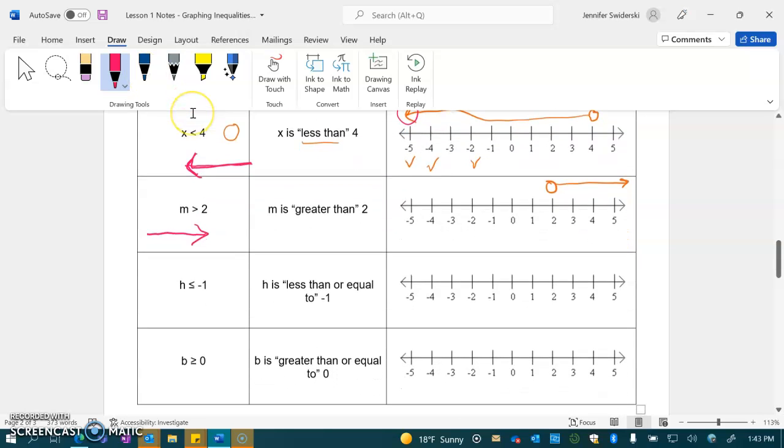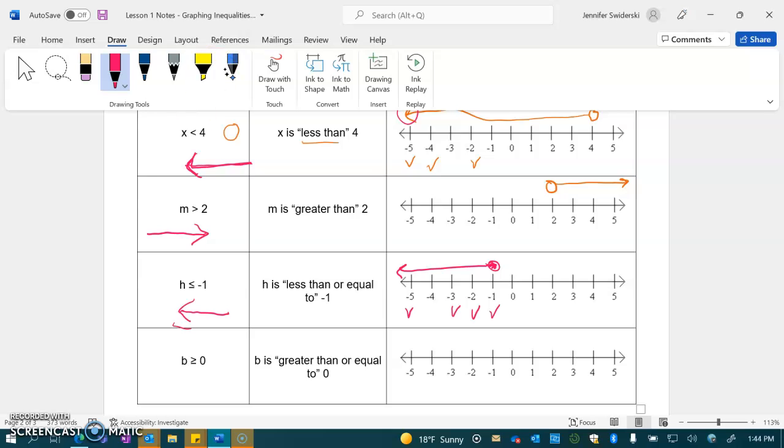For this next one, it says h is less than or equal to -1. So I'm going to start by putting a circle above -1. And I know since it's also equal to, I'm going to shade that guy in. It says h is less than or equal to -1. So I'm saying any number, -5, -3, -2, and -1 is less than or equal to -1. Again, you're going to see that symbol here. I'm going to draw my arrow in to show that, hey, it's going to the left.